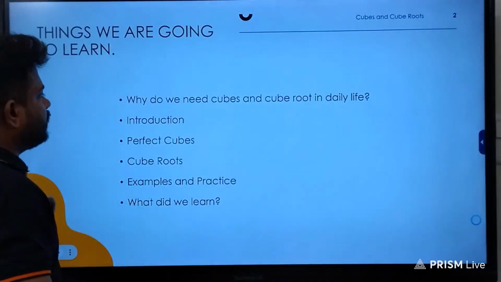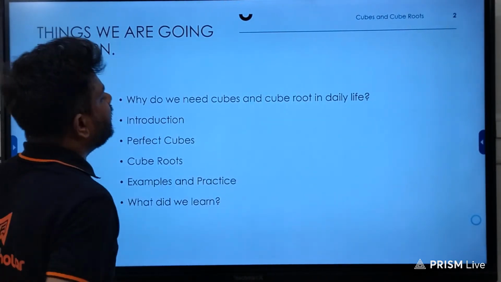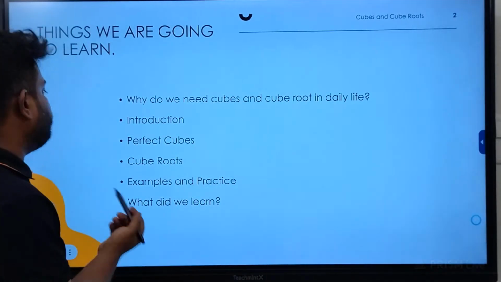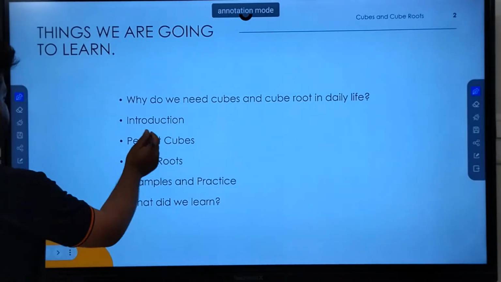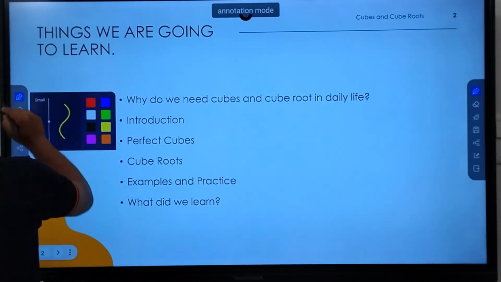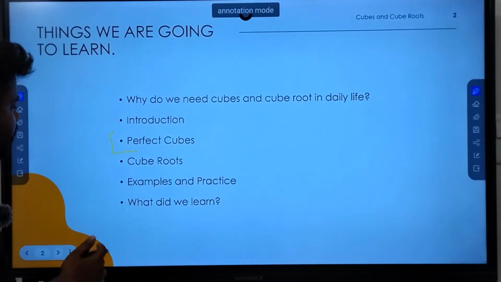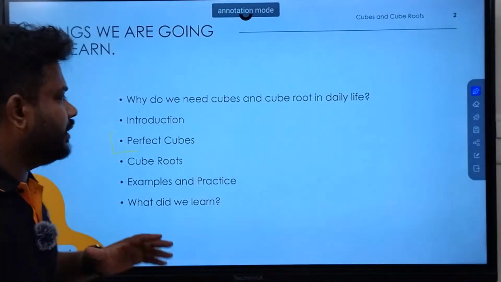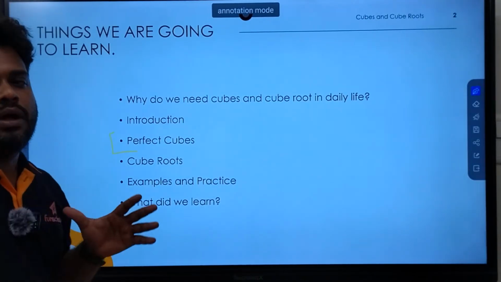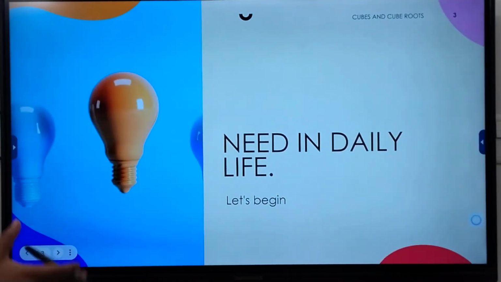Okay, let's go further. The things we are going to learn in this chapter: why do we need cubes and cube roots in our daily life, obviously, and an introduction. We are going to learn about what perfect cubes and cube roots are, and examples and practice, and why we learn. In the last we are going to do a recap. Okay, so going on, need in daily life, let's begin.